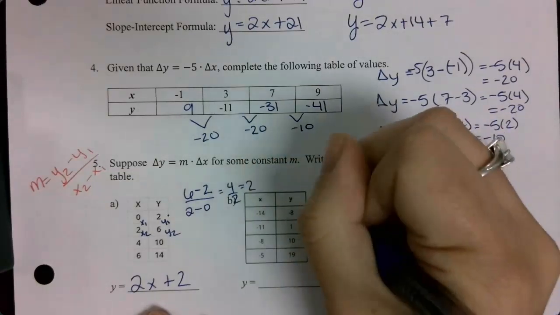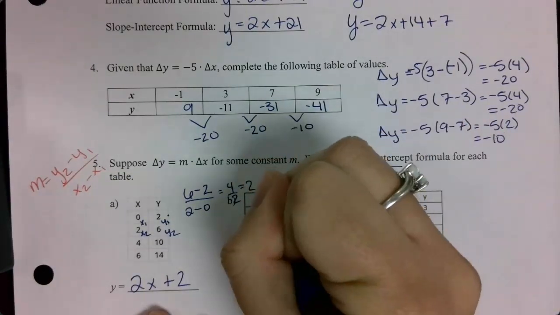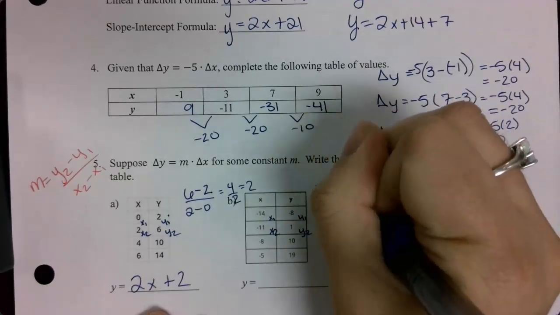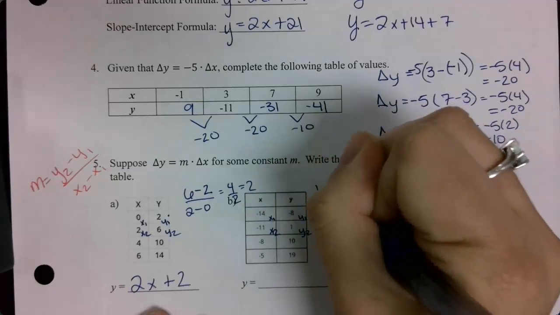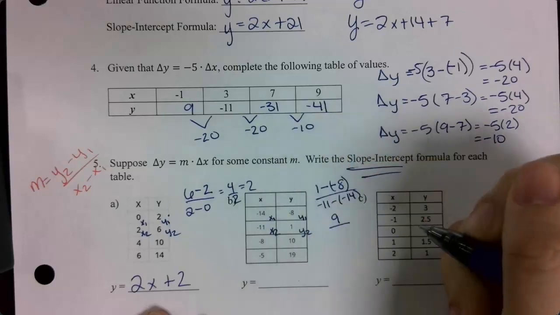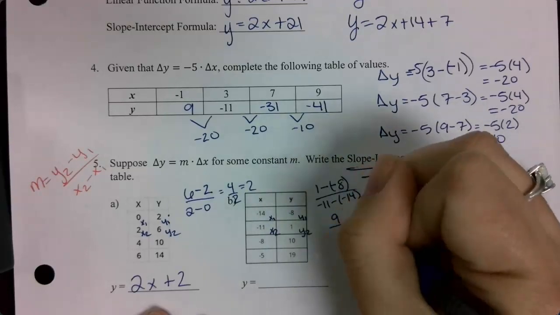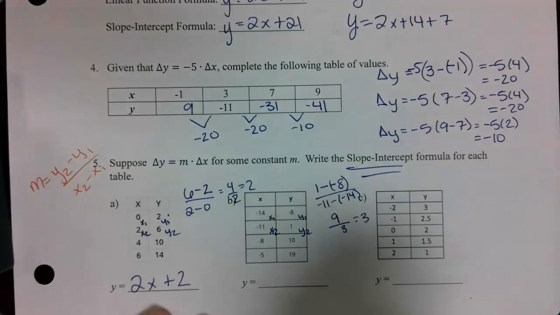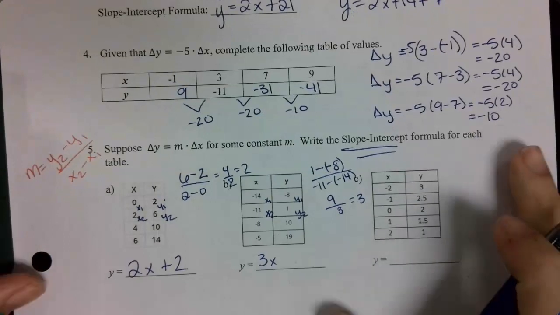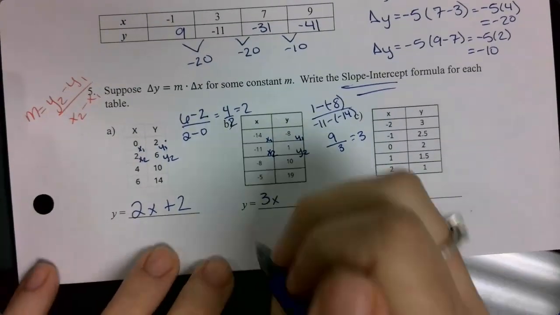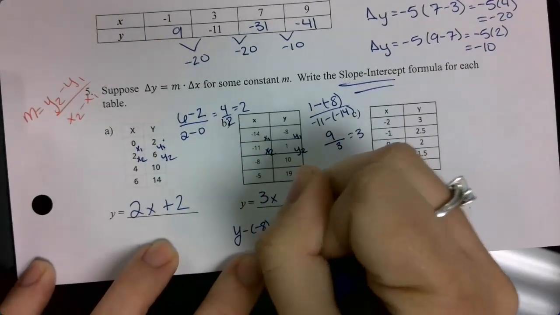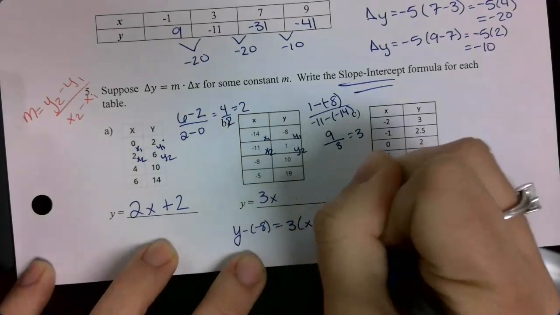Same thing over here. I'm going to do x1, y1, x2, y2. So I'm going to have 1 minus negative 8 over negative 11 minus negative 14. It's going to simplify to 9 over 3, which simplifies to 3. So I have 3x. This one I do not have a 0 value, so I'm going to have to plug into my point slope form and solve. So I'm going to do y minus negative 8 equals 3 times x minus negative 14.